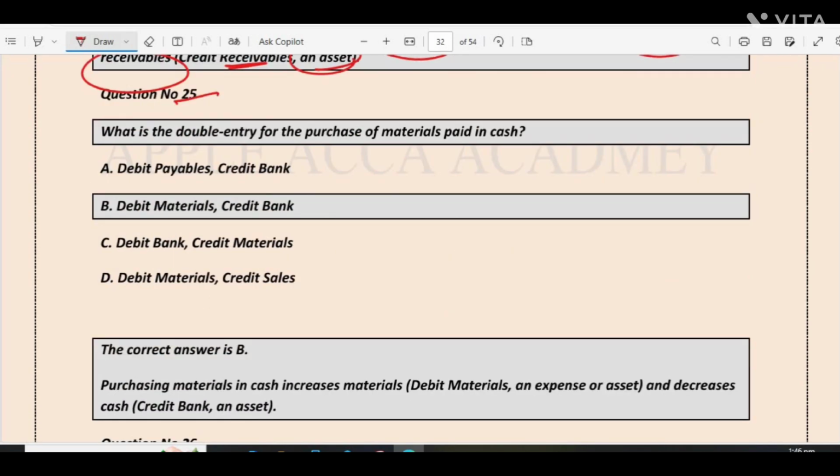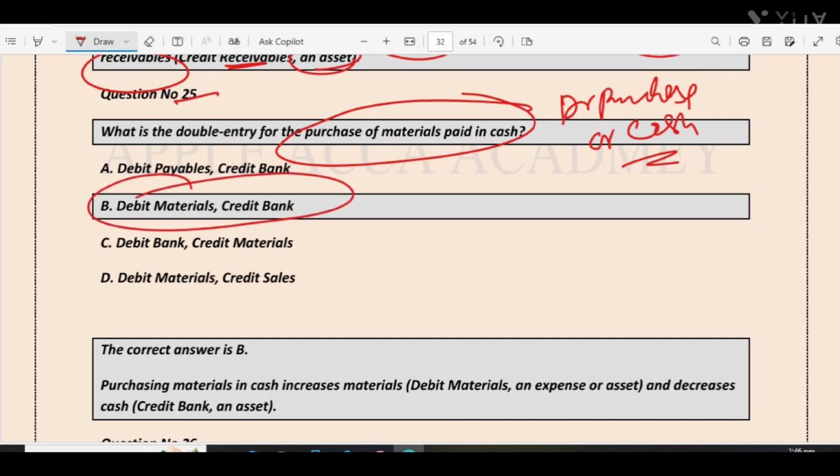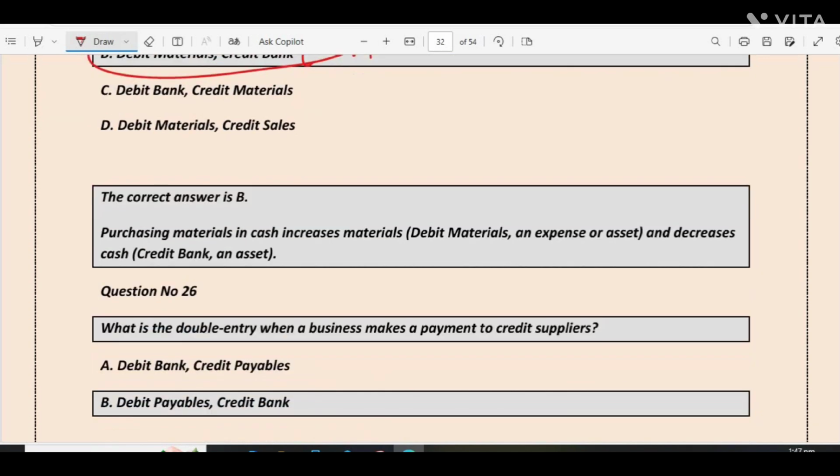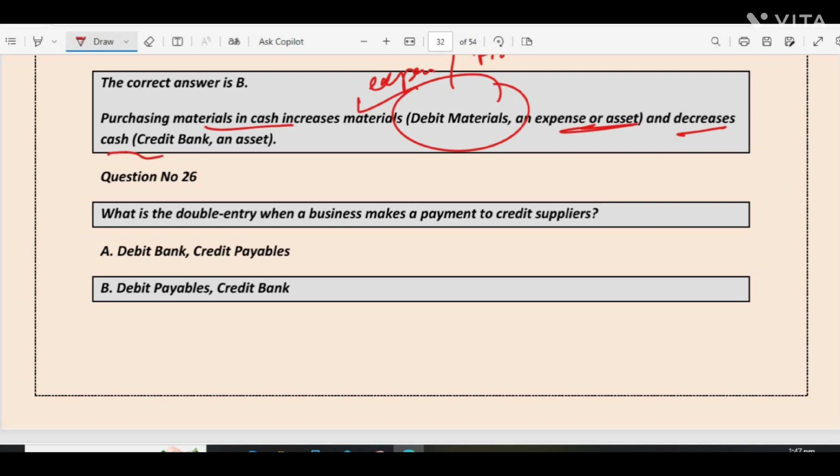What is the double entry for purchase of material paid in cash? When you are purchasing things and you are paying cash, definitely your purchase will be debited, and you are paying cash, so credit will be the cash. So here you see the material as debit and credit as bank or cash, right? Purchasing material and cash: increase material with debit, material being an expense or an asset, and decrease cash. You can regard it as an expense, or you can regard it as an asset. In both cases, both should be debited when they are increasing.